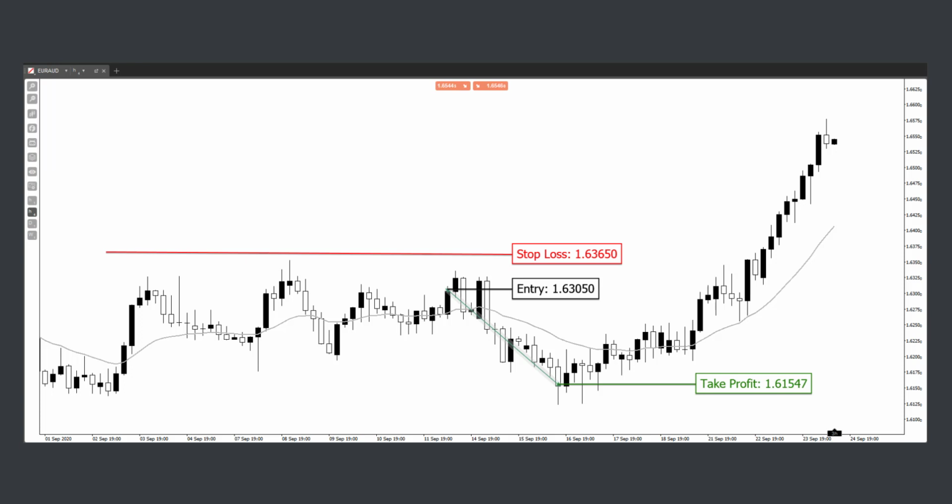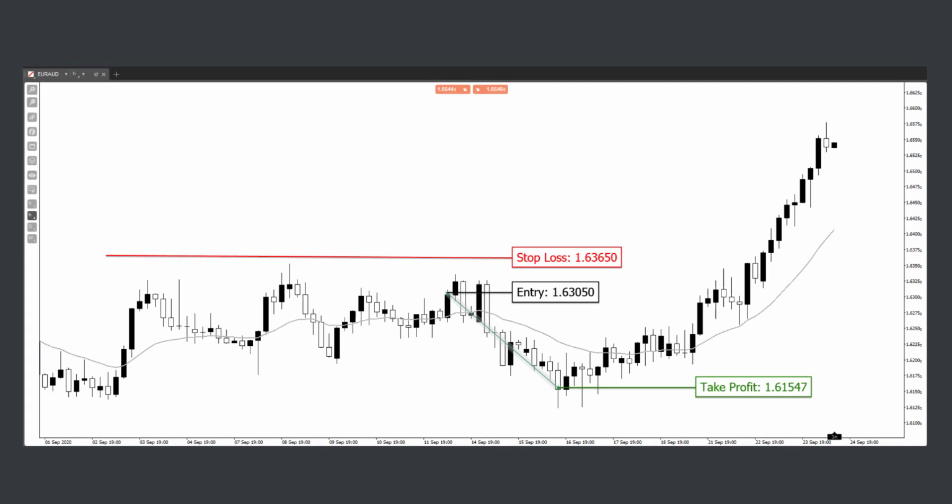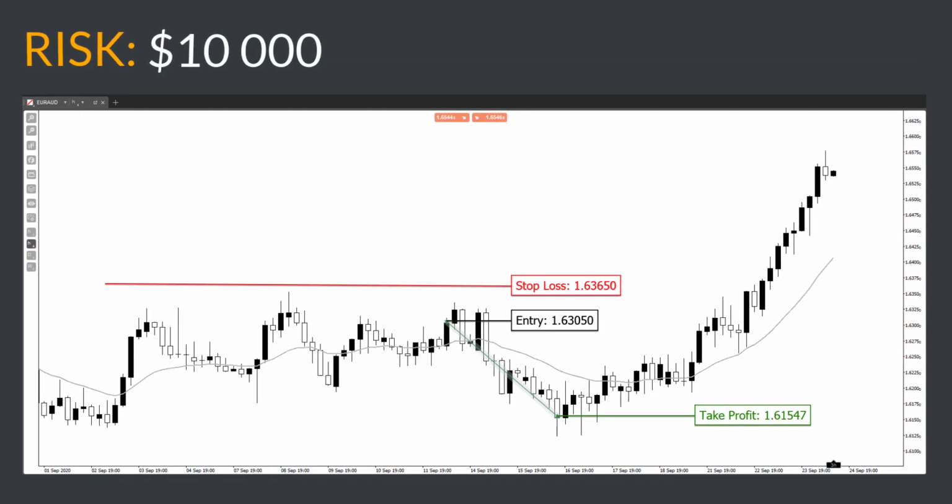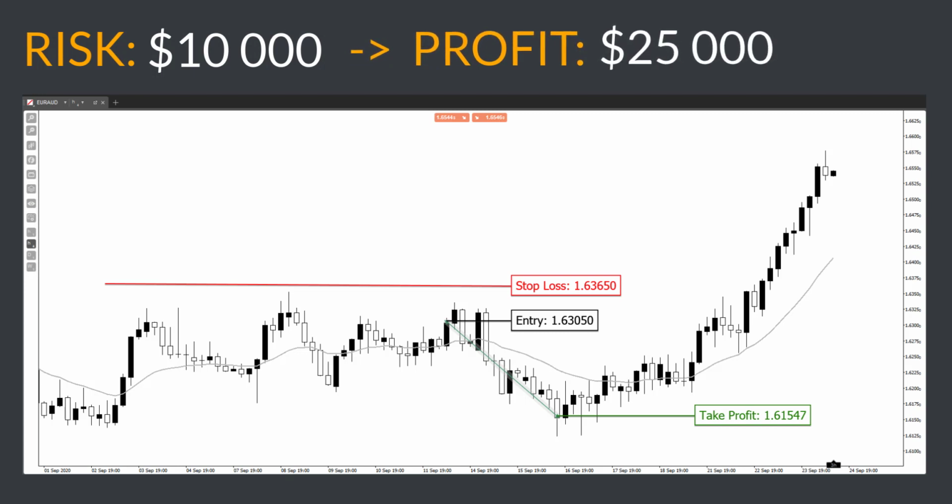on this trade. And to put that into perspective, it means that if you would have risked $10,000 on this trade, you would have made $25,000. If you risked $1,000, you would have made $2,500. And if you risked $100, you would have made $250.